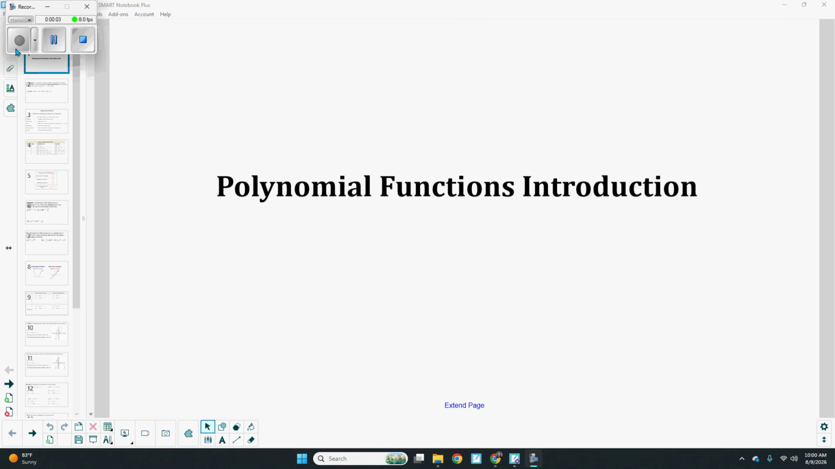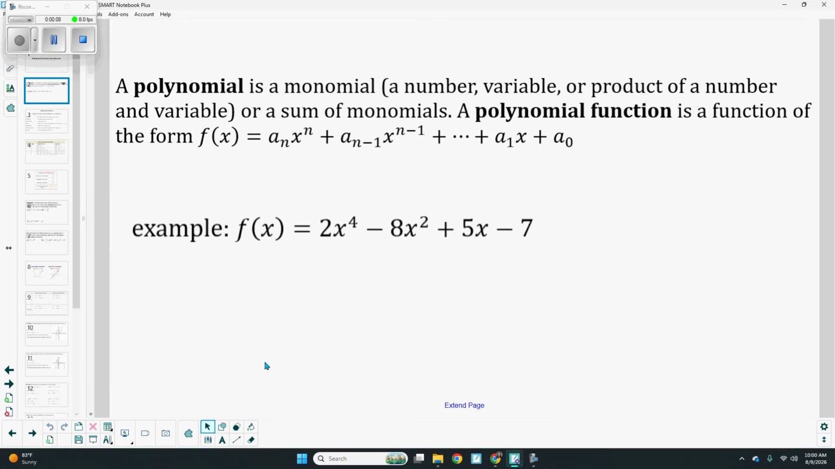Today we're going to talk about what polynomials really are. A polynomial is a monomial, mono like one, so a number, a variable, or a product of a number and a variable, or a sum of monomials. So a polynomial function is a function of the form given here.